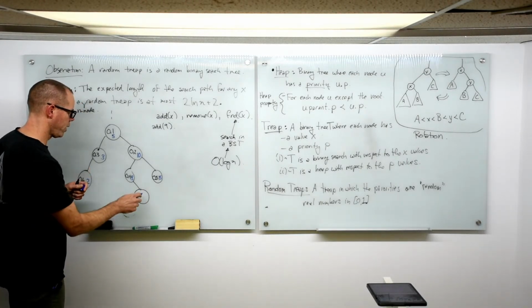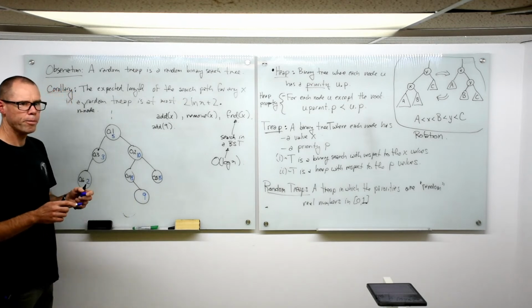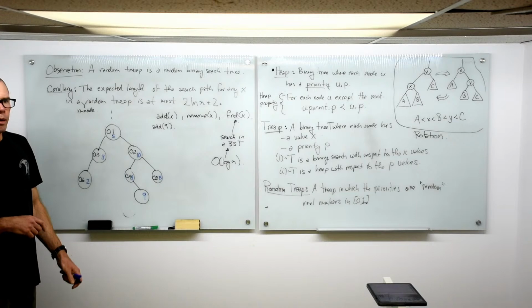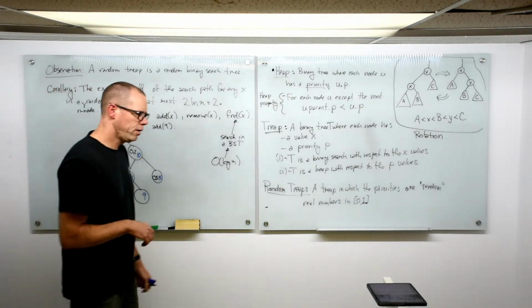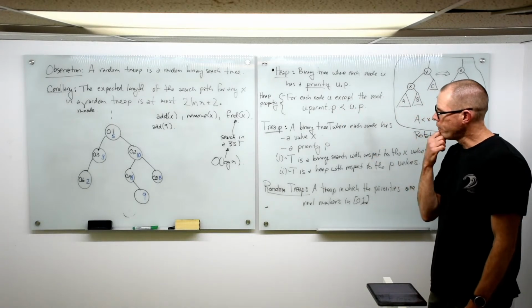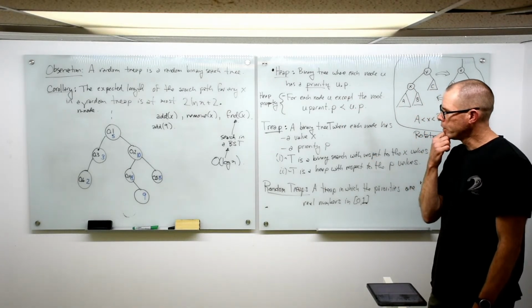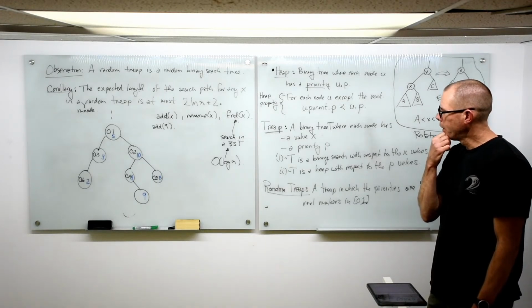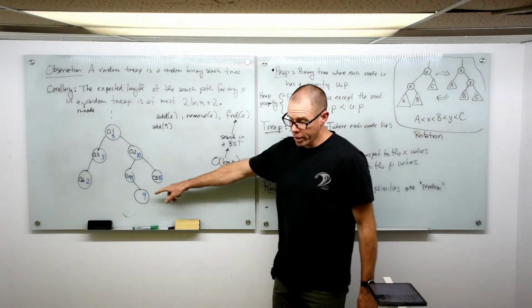And I say, okay, good. 9 goes here. That was easy. But now you're probably saying, hey, wait a minute, there's something wrong. You don't have a treap anymore. Why don't you have a treap anymore? Well, because you don't have a priority at this node.